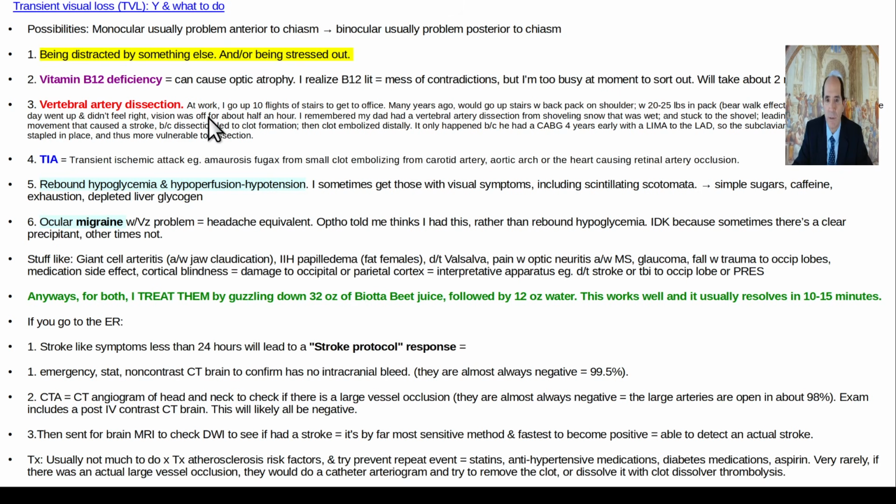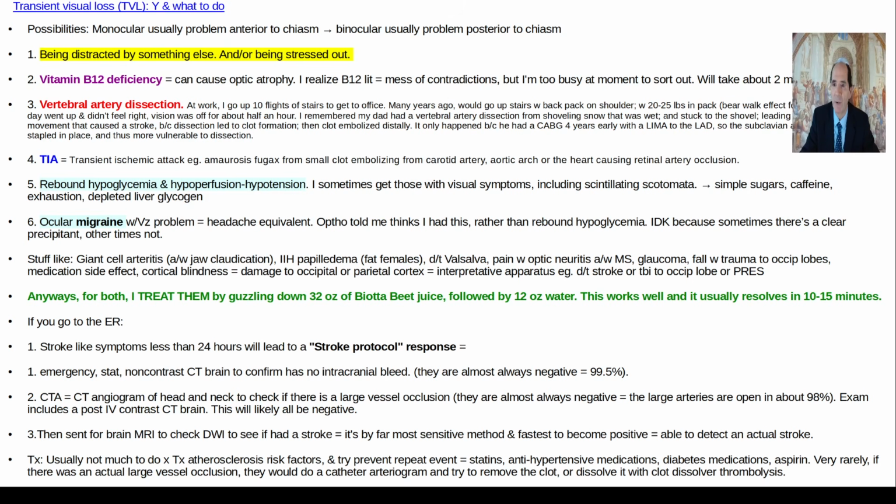You can have a vertebral artery dissection like I talked about, from putting your foot behind your neck or having some trauma to your neck. I wonder if vitamin B12 deficiency might be able to cause something like this due to optic nerve atrophy. I don't know for sure if that's true or not, but I would think about that.